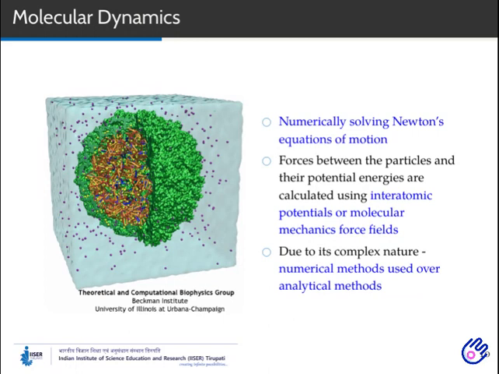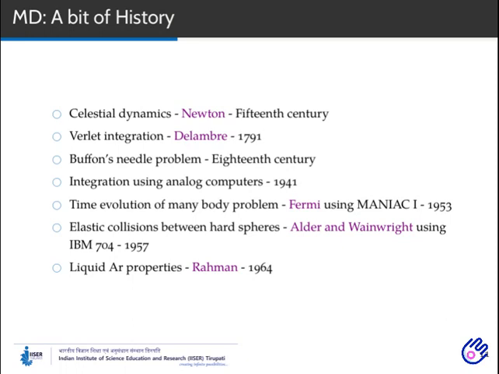Since it is based on Newtonian mechanics, forces between the particles play a dominant role, and usually the system properties are calculated using interatomic potentials or molecular potentials. It is hard to solve such systems analytically, so usually specially designed numerical methods are used to solve the system properties. Let's see a bit of history about molecular dynamics.